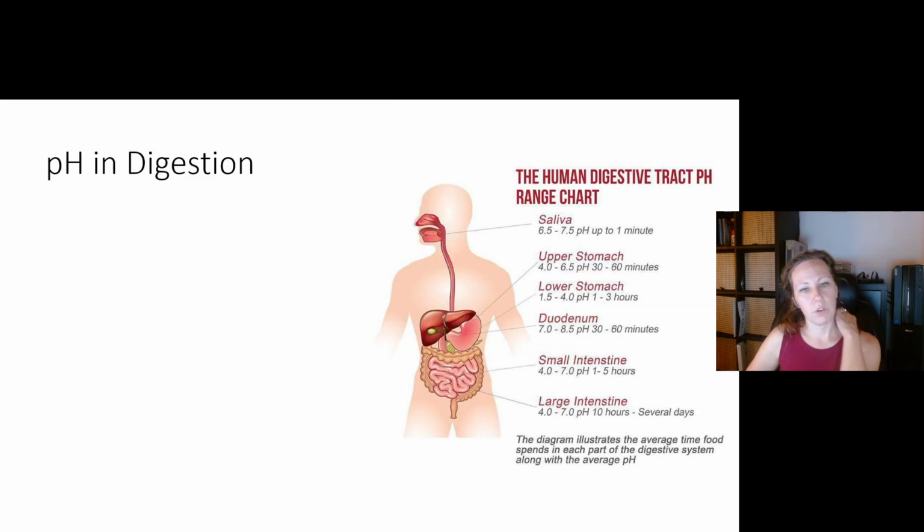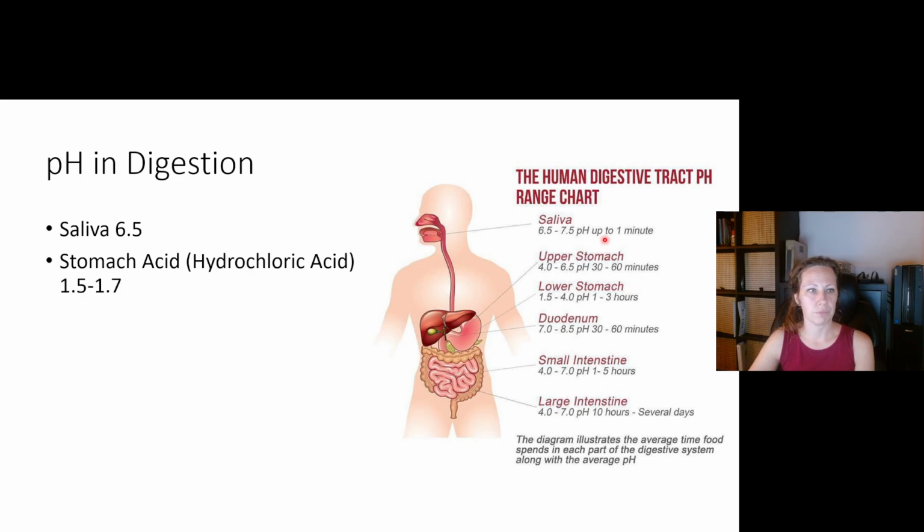Okay, so now let's talk about acids and bases in the body, specifically in digestion and in our bloodstream. So saliva has a fairly neutral pH. So pH 6.5, maybe slightly acidic, but it can also be in a normal range and be neutral. So pH 6.5 to 7.5 is all neutral.